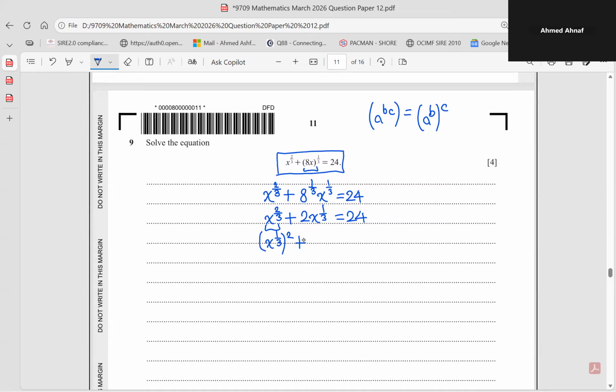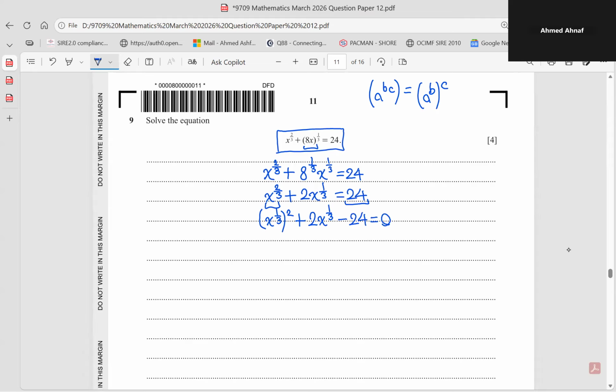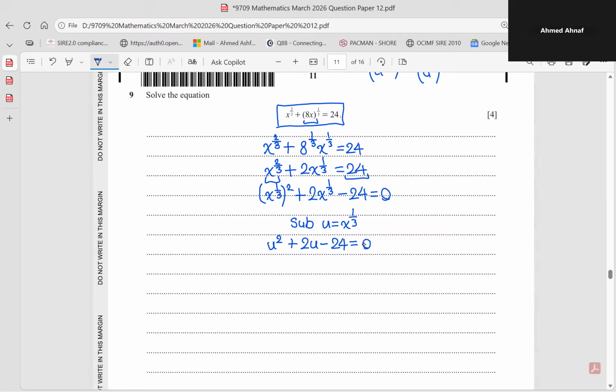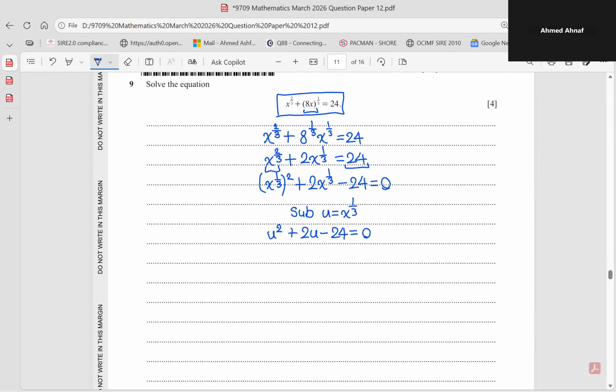So then plus 2 times x to the power of 1/3. And then this constant term, you can move it over to the left-hand side to make the right-hand side equal to 0. Yeah, so now we're just going to substitute u equals x to the power of 1/3. And we have gotten ourselves a quadratic in terms of u. Okay, so now let's try to factorize this quadratic equation.